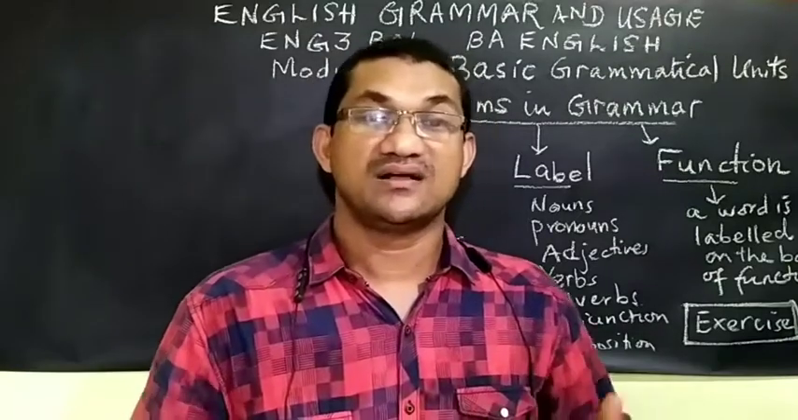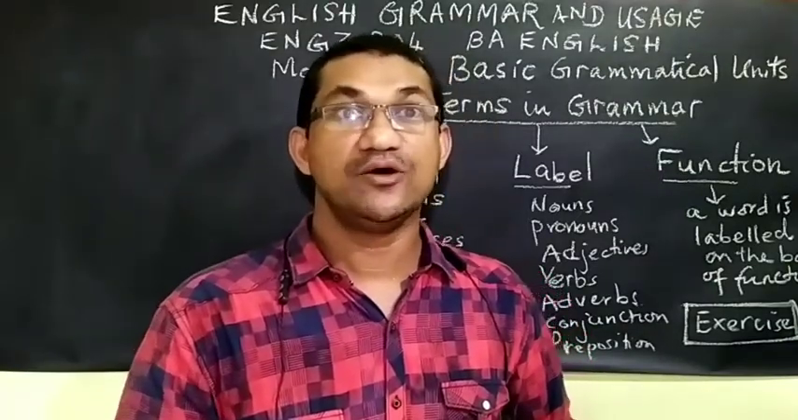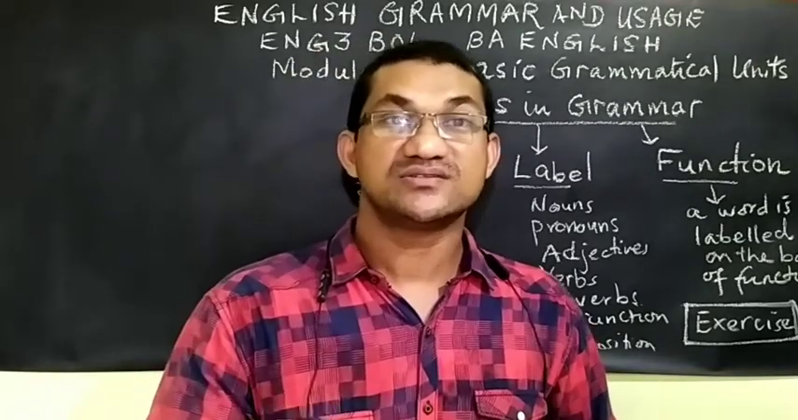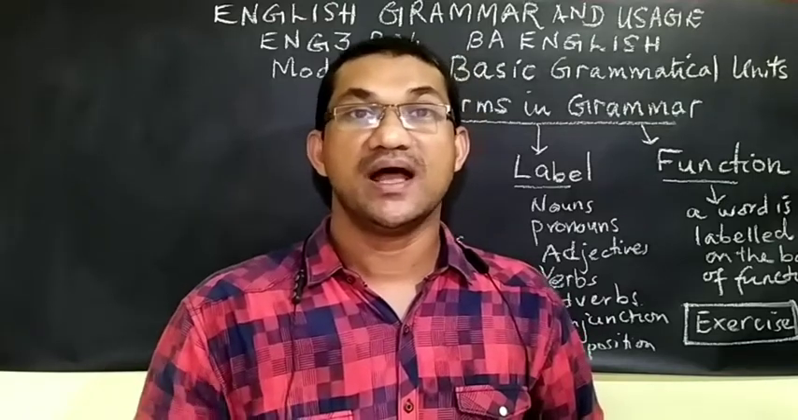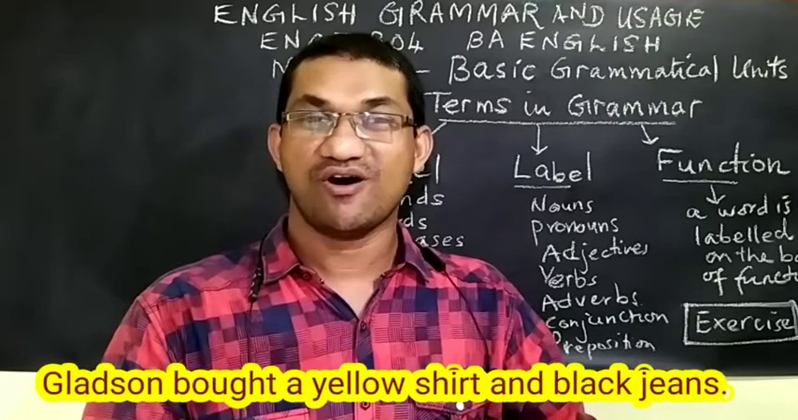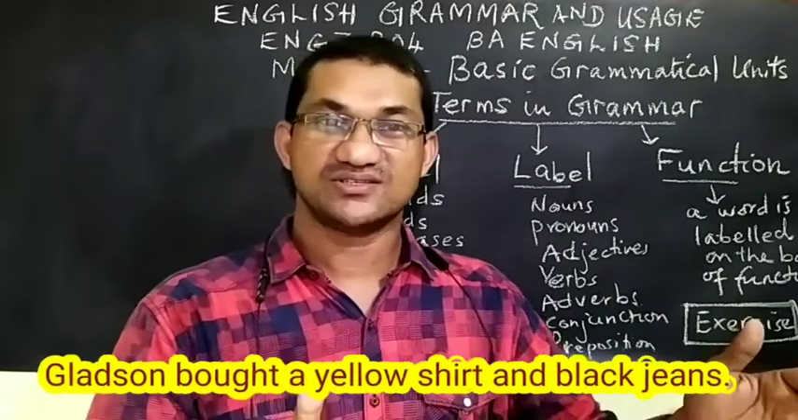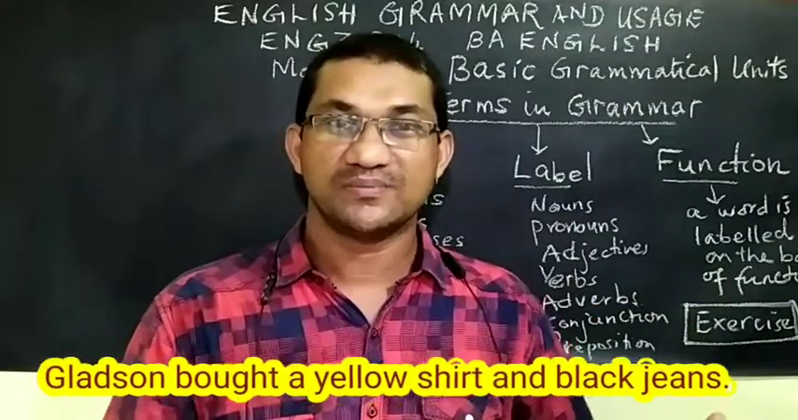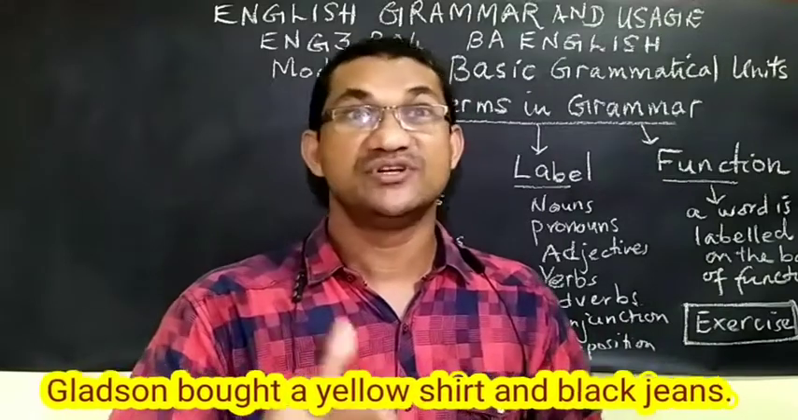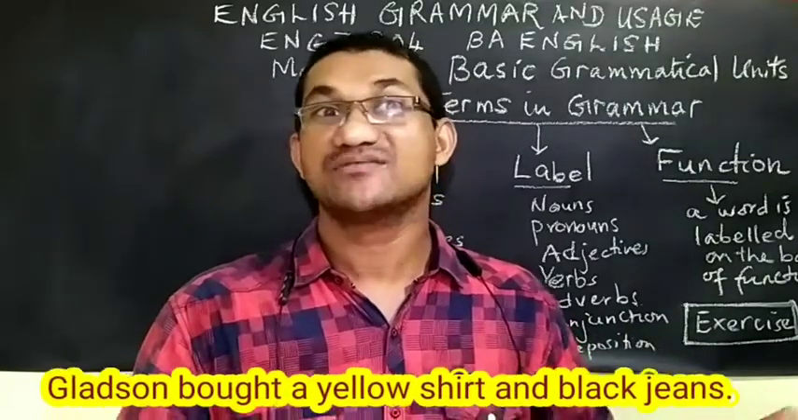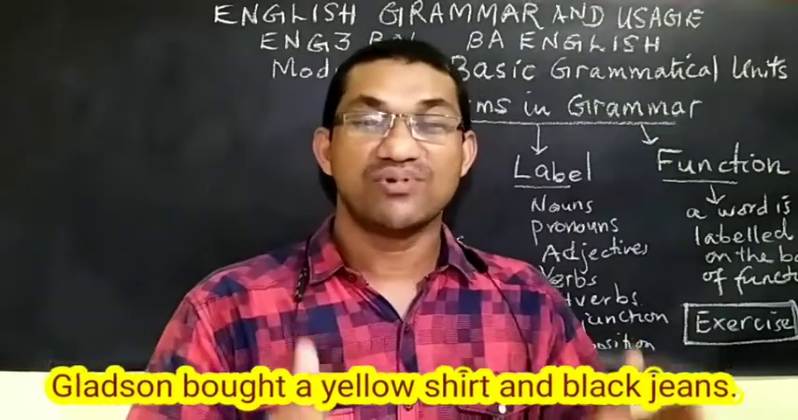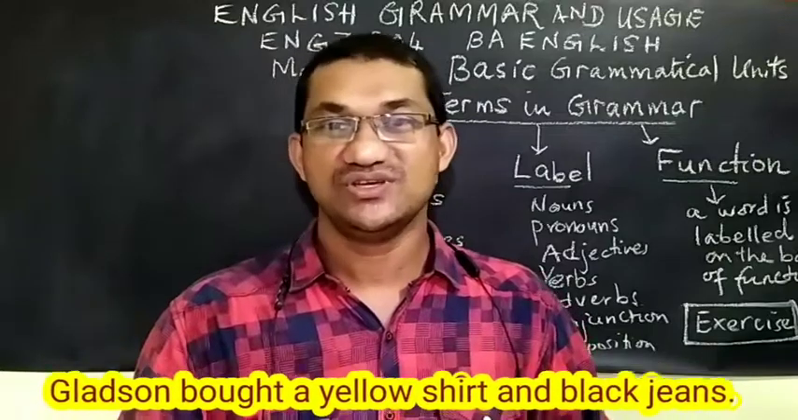Sentence number 4, Gladson bought a yellow shirt and black jeans. What are the units of this sentence? Gladson, noun. Bought, verb. A yellow shirt, object. Yellow, adjective. Shirt, noun. And black jeans, black, adjective. Jeans, noun. Gladson bought a yellow shirt and black jeans.